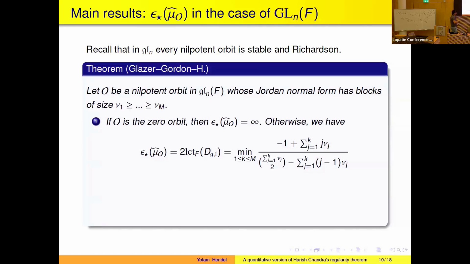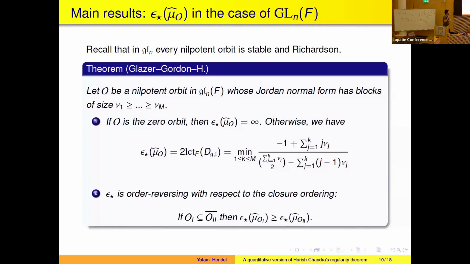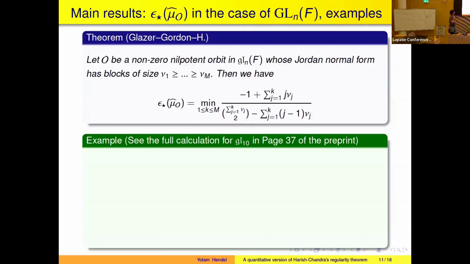So one thing we do is we actually calculate all these integrability exponents of Fourier transforms of nilpotent orbital integrals. Secondly, we show that epsilon star reverses the closure ordering. So if I have a small orbit living inside the closure of a bigger orbit, then the larger orbit is going to have smaller epsilon. So it's going to be less singular, if you wish. So let's see some examples.